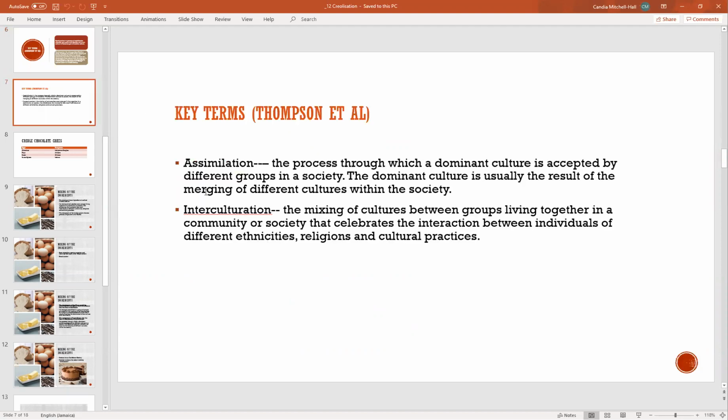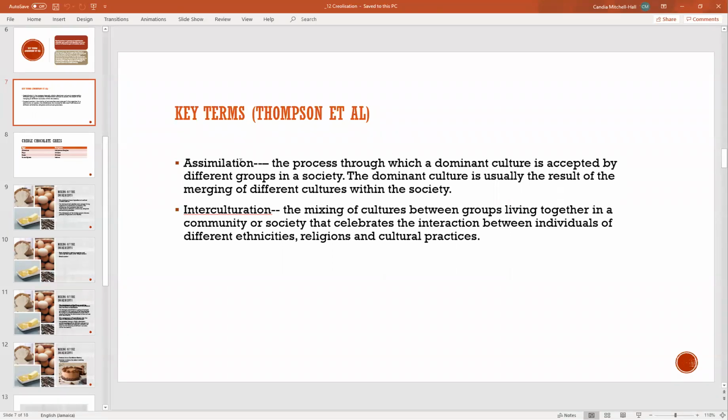All right? Assimilation. Reader, please. The process through which a dominant culture is accepted by different groups in a society. The dominant culture is usually the result of the merging of different cultures within the society. All right, thank you very much.